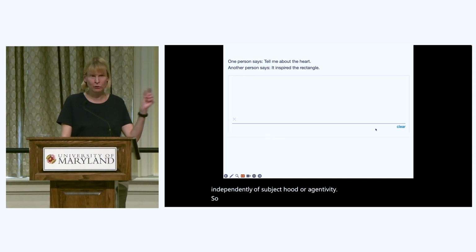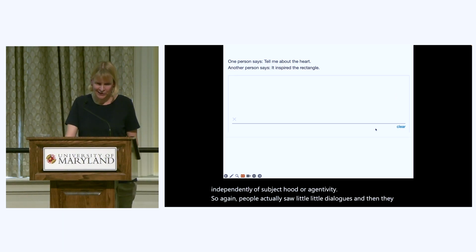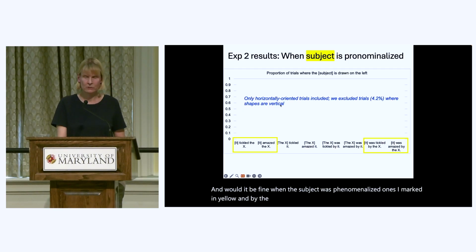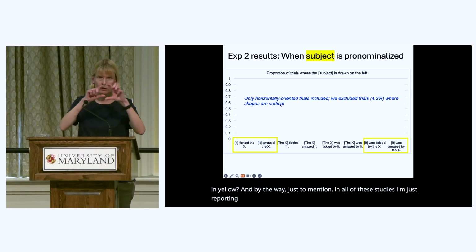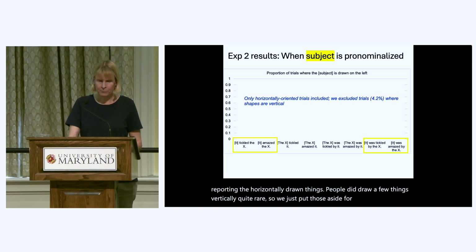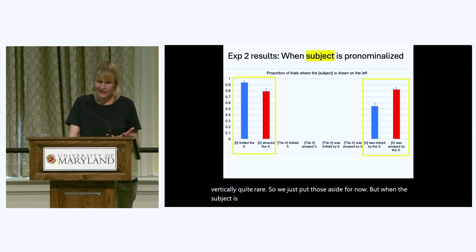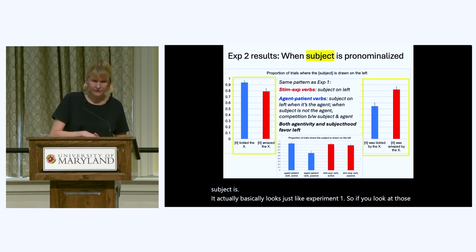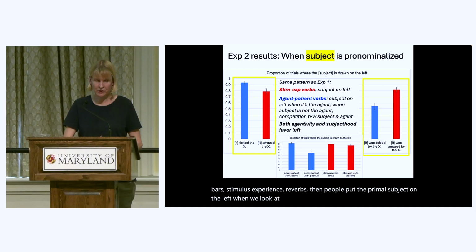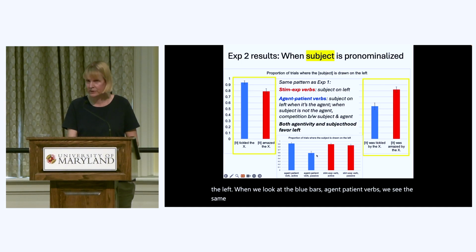So again, people actually saw little dialogues, and then they drew their little picture, and what did we find? When the subject was pronominalized, the ones I marked in yellow, oh, by the way, just to mention, in all of these studies, I'm just reporting the horizontally drawn things. People did draw a few things vertically, quite rare, so we just put those aside for now. But when the subject is pronominalized, it actually basically looks just like experiment 1. So if you look at those red bars, stimulus experiencer verbs, then people put the pronominalized subject on the left. When we look at the blue bars, the agent-patient verbs, we see the same asymmetry. I've just copied here again the stuff from experiment 1, where we see this conflict between subjecthood and agentivity.